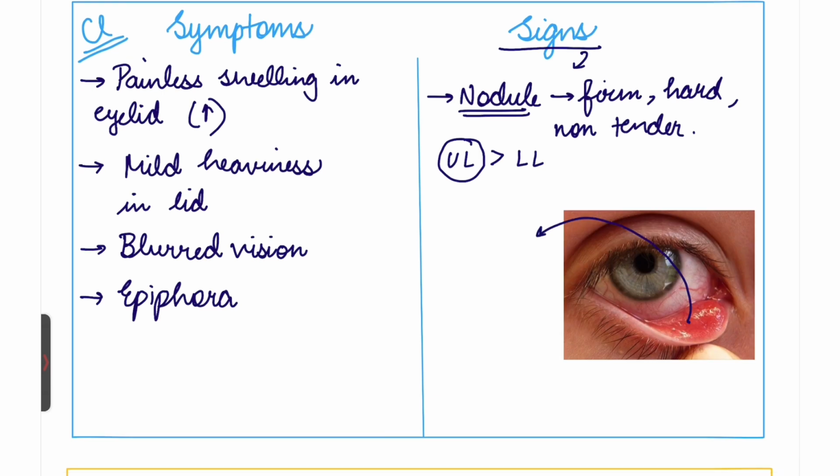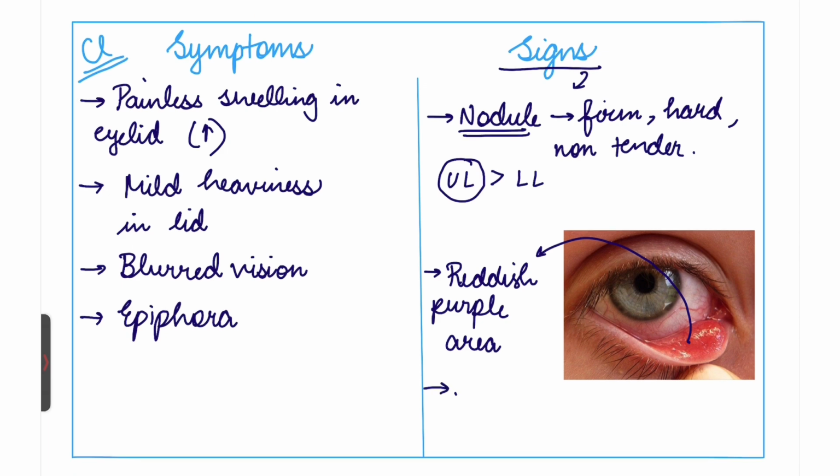When we evert the eyelid, we can see a reddish purple area, which points towards the chalazion, and it is seen on the palpebral conjunctiva. It can also occur as a marginal chalazion, which occurs at the margin of the lid.